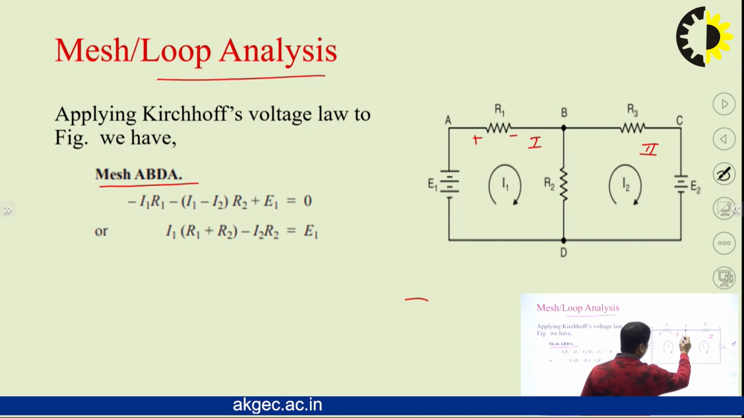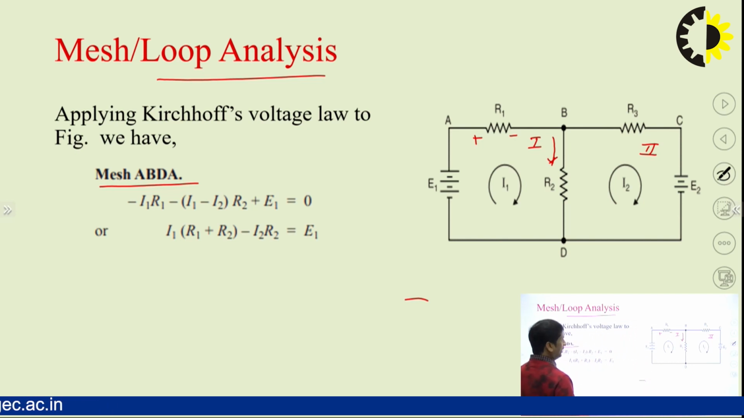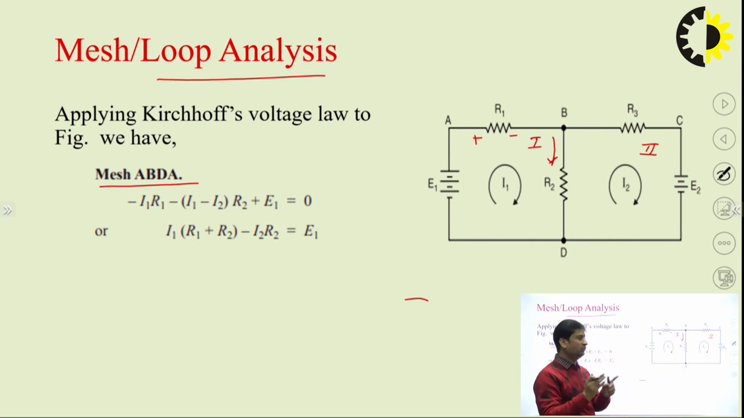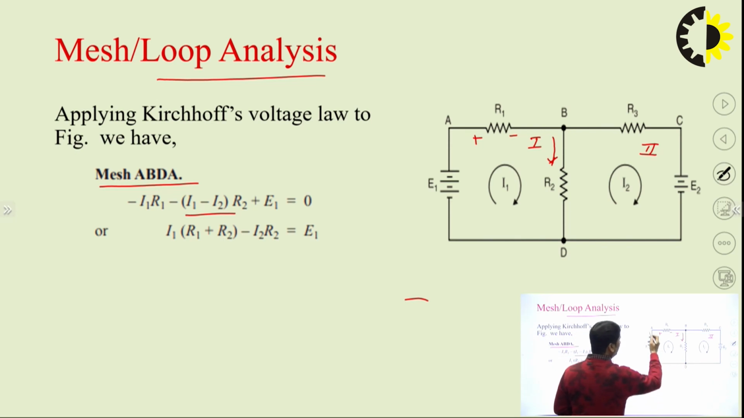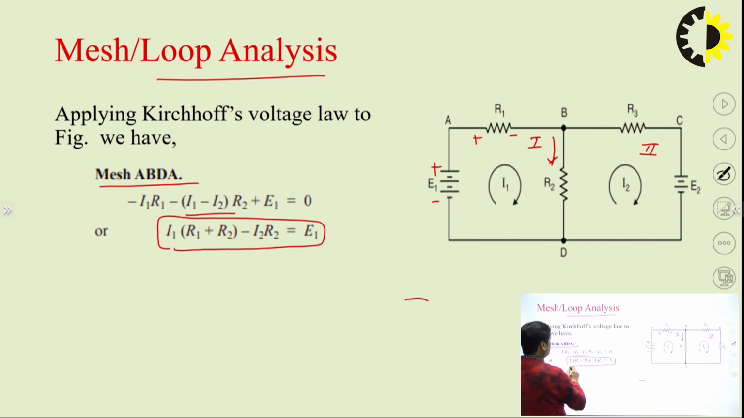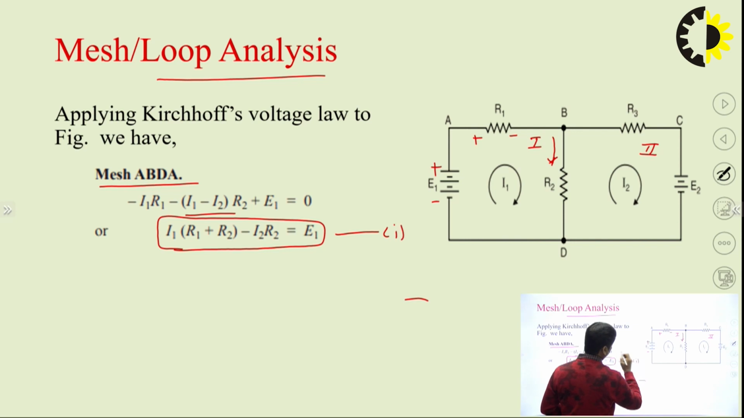Similarly, when it goes on this particular path from B to D, the current is I1 and I2 is also flowing in this branch, since the branch is common to both the meshes. So I1 minus I2 is the effective value of current and the resistance is R2. And then if we move from D to A, there is a rise in the voltage, so plus E1. Okay, so let us rearrange these terms. We get I1 into R1 plus R2. This is our equation number 1. So from mesh 1 we will get one loop equation.